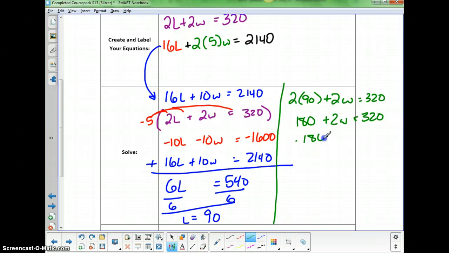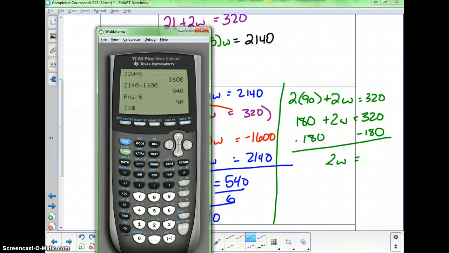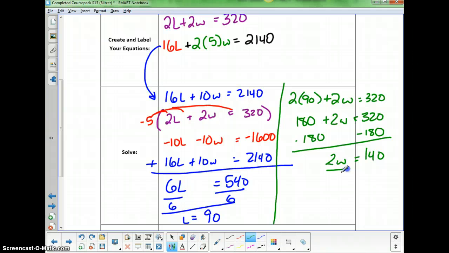Subtract the 180 from both sides. 2W equals 320 minus 180, which is 140. And if I divide both sides by 2, I get 70.